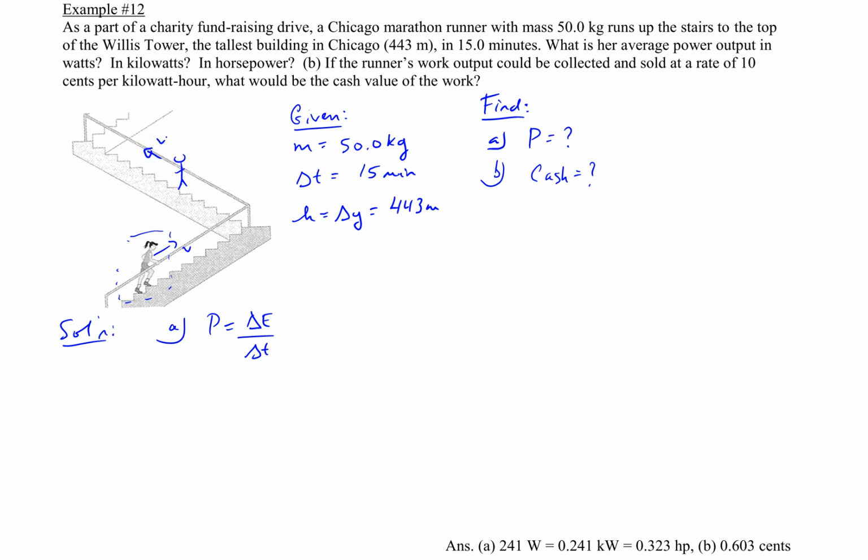But she is gaining another form of energy. She's going up a vertical height. Hopefully you're thinking gravitational potential energy. So to calculate her power, we need to find the change in gravitational potential energy. And the change in gravitational potential energy is given by mgh, or mg delta y.